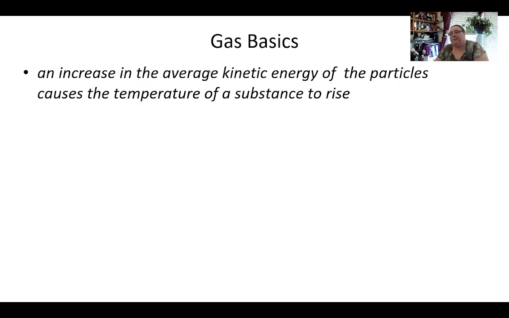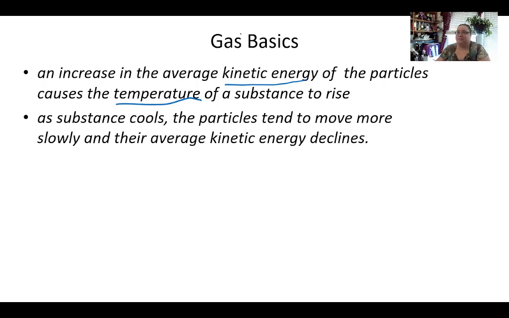So remember back to Unit 1 that temperature of a substance is a measurement of the average kinetic energy. So if we increase the kinetic energy, we're going to increase the temperature. If we are cooling down a gas, we are removing some of the kinetic energy. We're going to cause those particles to move slower. If they're moving slower, their temperature will be reported as a lower value.